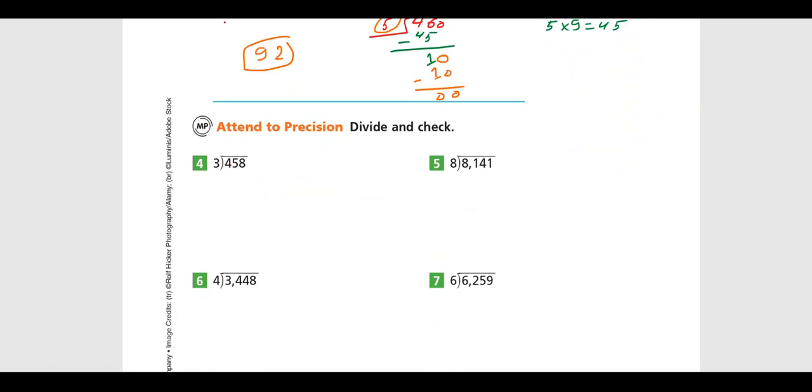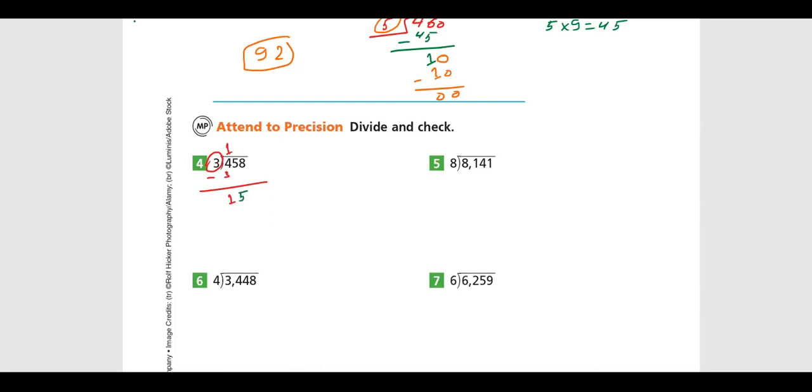Divide 458 divided by 3. So how many 3 in 4? It's 1. 1 times 3 is 3. Subtract, 4 minus 3 is 1. Copy down 5.